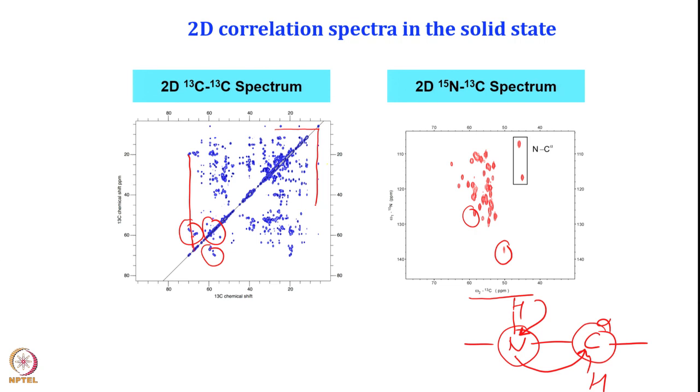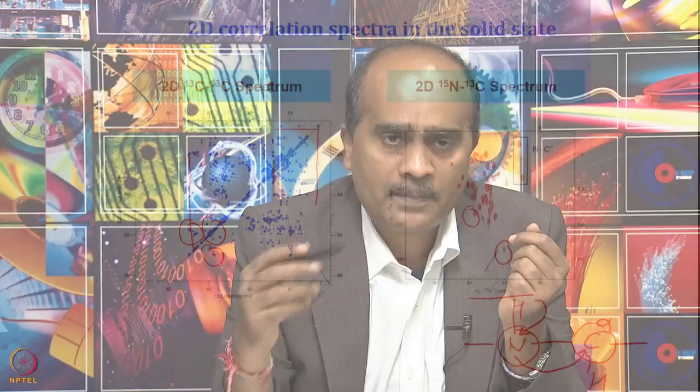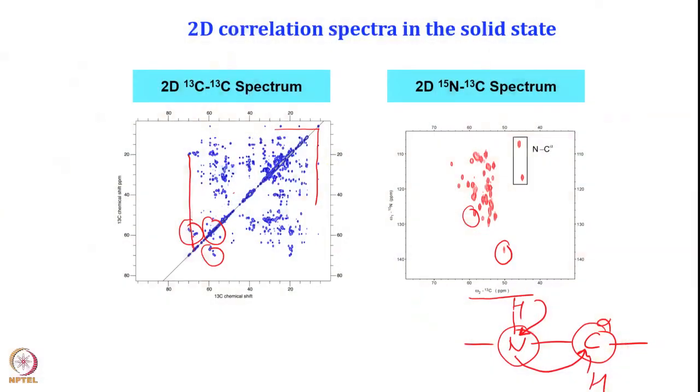So, in PDSD, depending upon how long mixing time we are keeping and how much dark power we are applying, we can achieve longer correlation. So, all the way from C alpha to C beta to C gamma to C delta, even the neighboring one, some of these will be neighboring interactions. Such a noisy spectrum is very useful for getting the resonance assignment, and also the structural constraints.